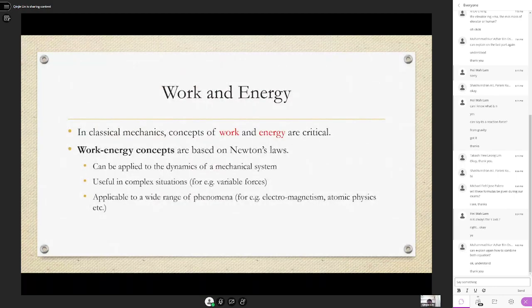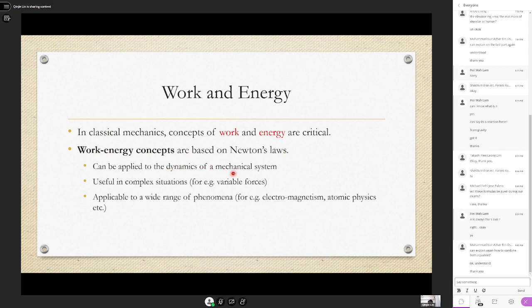So now we come to energy. Why do we revise scalar product? Because work done, this energy, is based on scalar product. So some intro to energy first. In classical mechanics, most of the mechanics that we are doing, the concepts of work and energy are very important. They are based on Newton's laws. So if you use forces or if you use energy, they will somehow come to the same answer. You can solve them using both methods. They will agree with each other.